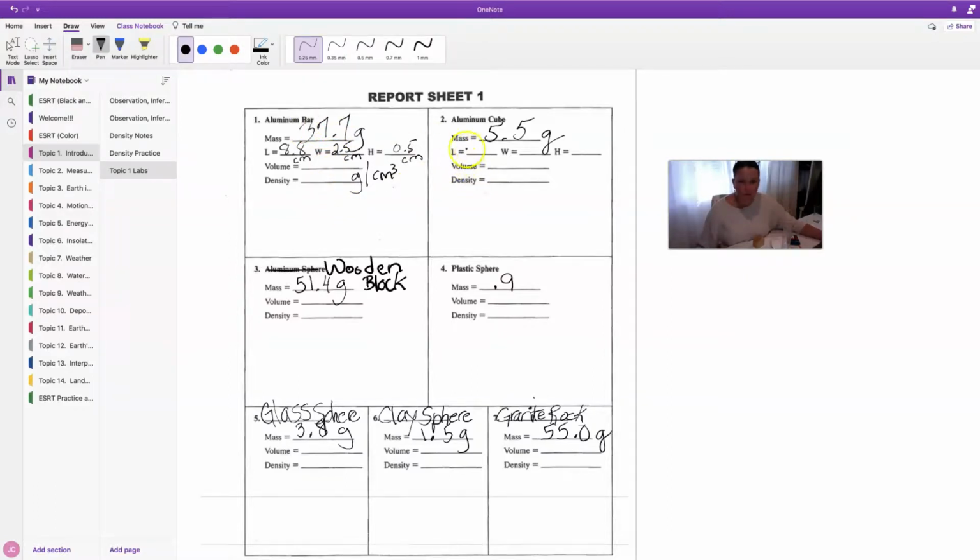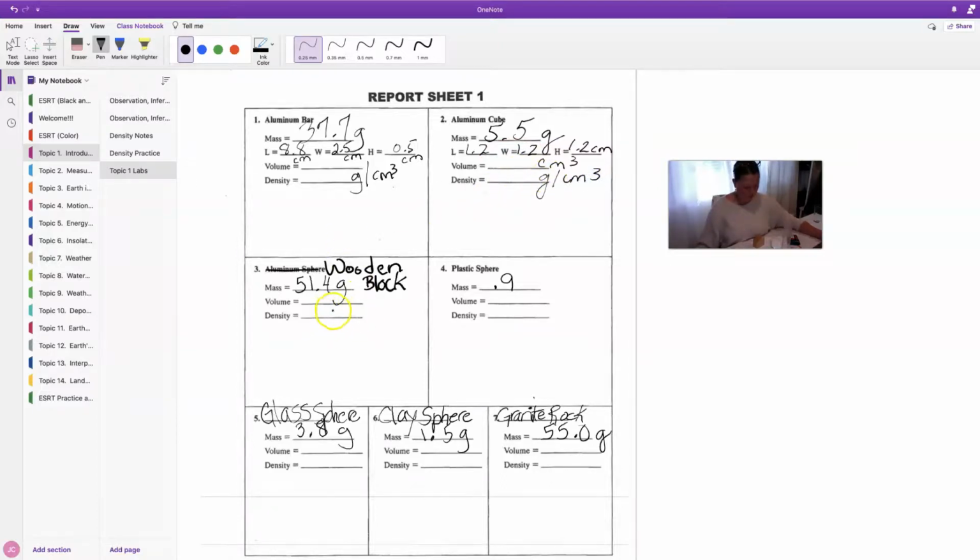I believe our aluminum cube had a length, a width, and a height, all of the same, 1.2, 1.2, 1.2 centimeters. You're going to take your calculator and multiply 1.2 times 1.2 times 1.2. Whatever you get when you multiply them out, that's going to be your volume, centimeters cubed, and then you do 5.5 grams divided by whatever you got for your volume, and you'll get your density. Okay, remember your density is going to be grams per cubic centimeter for units.